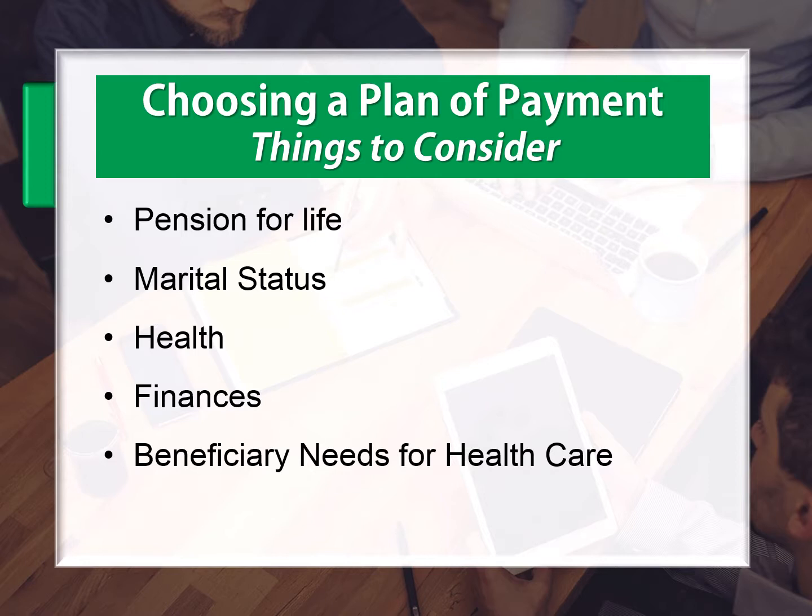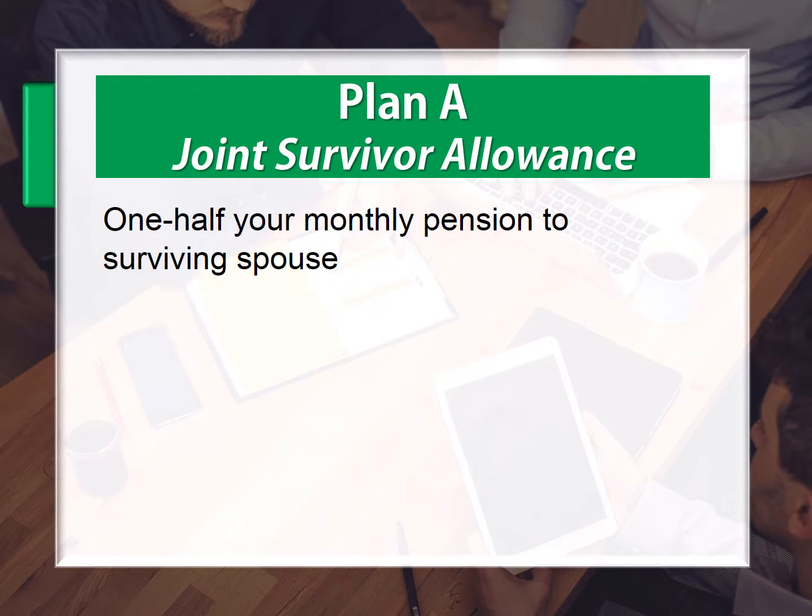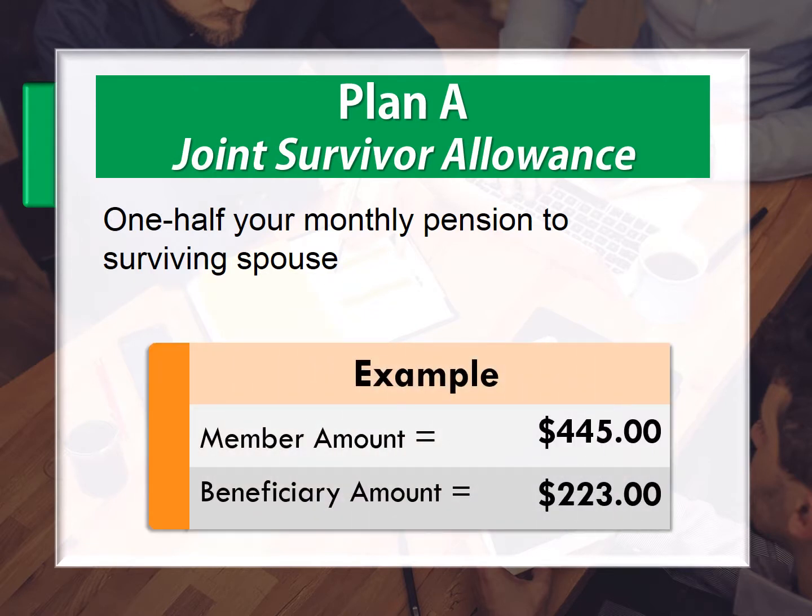No matter which plan you choose when you retire, your beneficiary will receive a one-time $1,000 death benefit when you pass away. So you're probably wondering, how do I choose the right plan? Let's look at your estimate and go over all of your options. If your spouse will need continuing benefits if you pass away, Plan A may be the option for you.